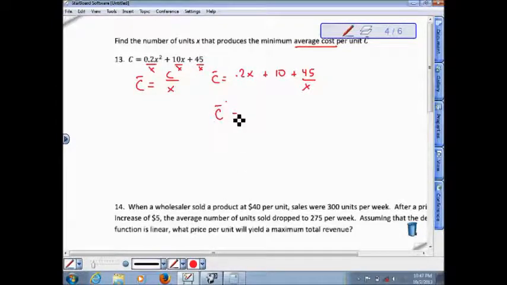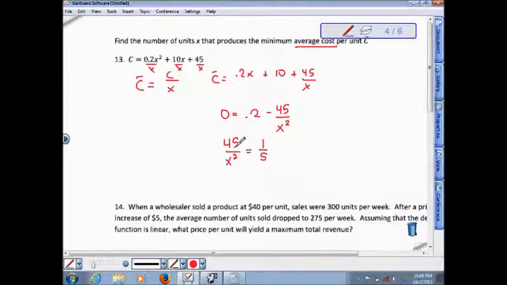Now we take the derivative, we're going to get 0.2 minus 45 over x squared. If we set this equal to 0, I'm going to add this term to the left side. It becomes 45 over x squared equals 0.2. I'm going to turn that into a fraction: it's 1/5, because 0.2 means 2/10, which is 1/5.